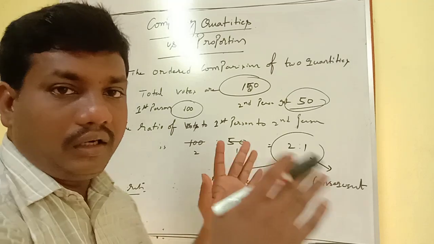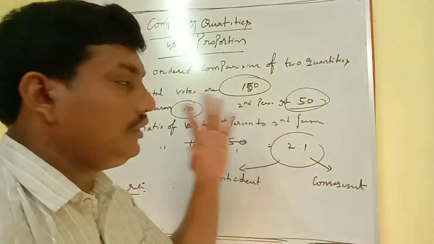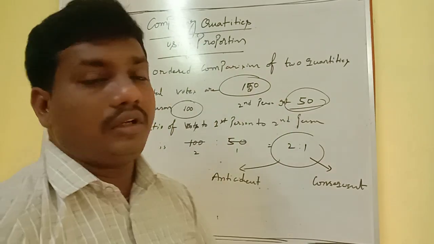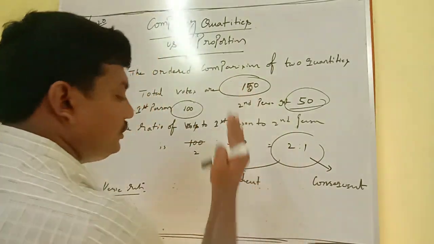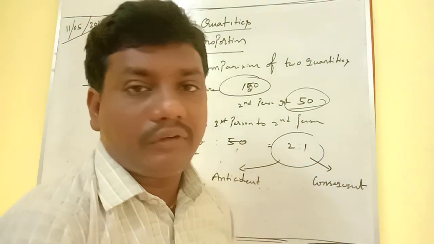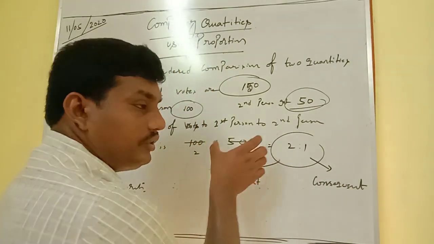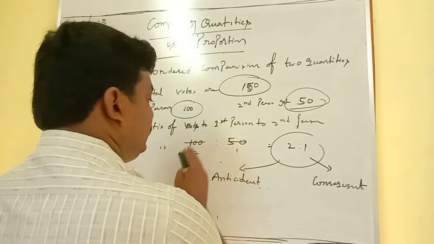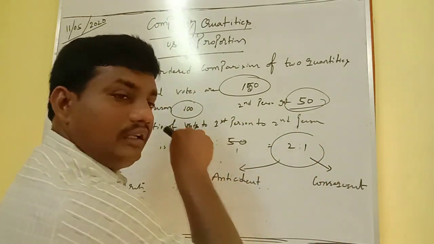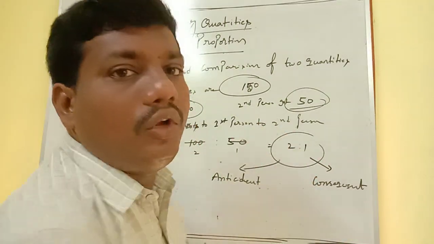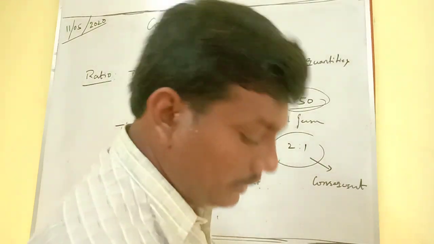So what we understood from this is that ratio is nothing but a comparison of two quantities. The first quantity is called the antecedent and the second quantity is called the consequent. The ratio is always in simplest form. We have 100 is to 50 here, but we should simplify that as 2 is to 1. So this is the ratio.